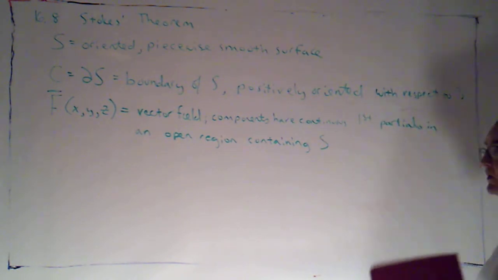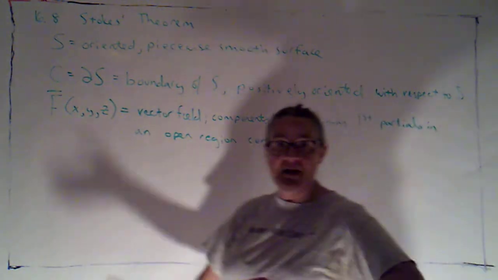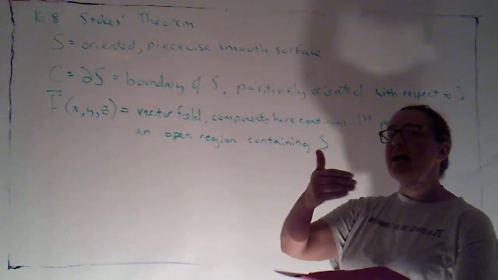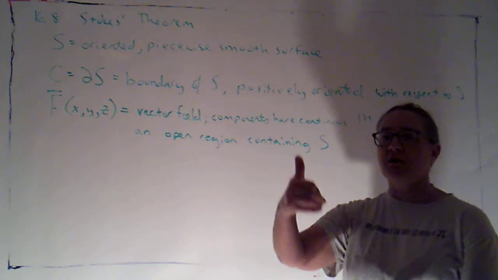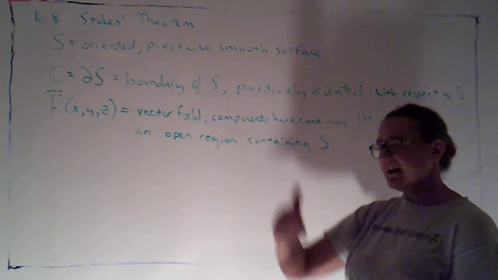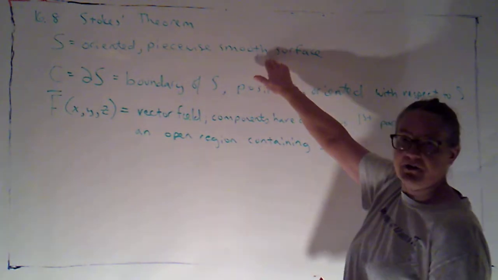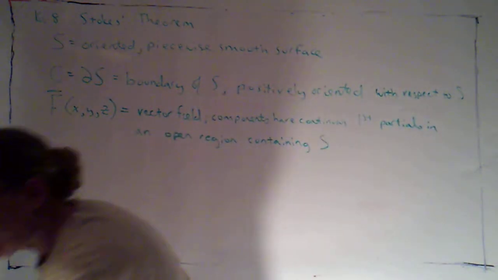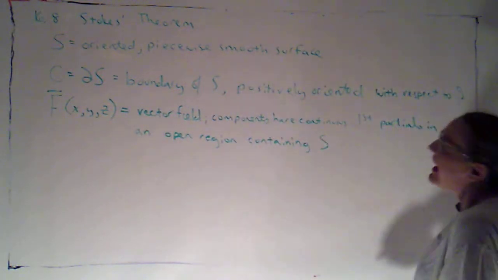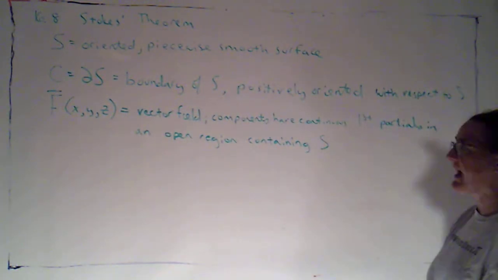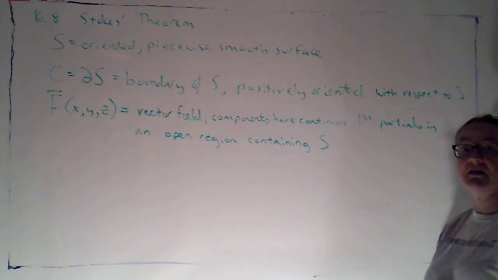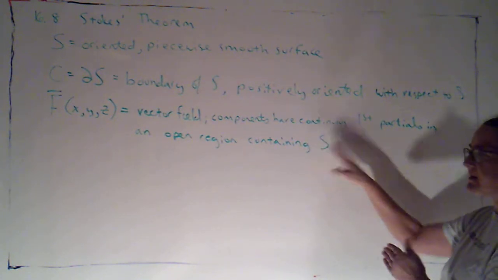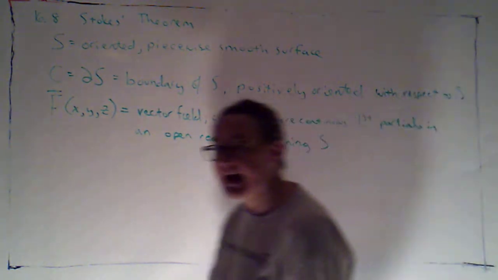So a positive orientation is not necessarily going to be upward or downward or leftward or rightward. It's going to be when I use my right hand to go in that direction for the curve, my thumb of my right hand points in the normal direction for the surface. Okay, and then we're going to have a vector field, and the niceness condition on that is that the component functions have to have continuous first partials at and near S, so in some open region containing S.